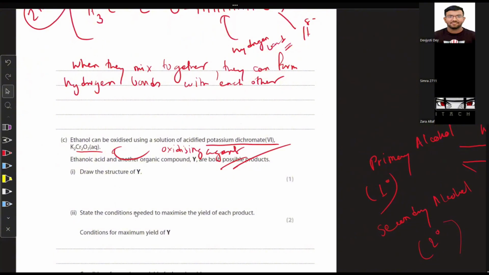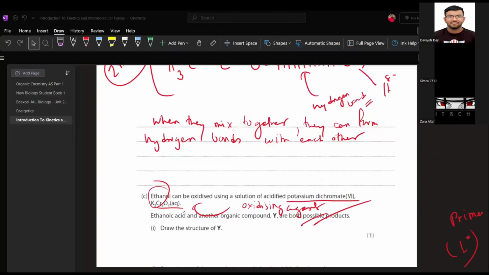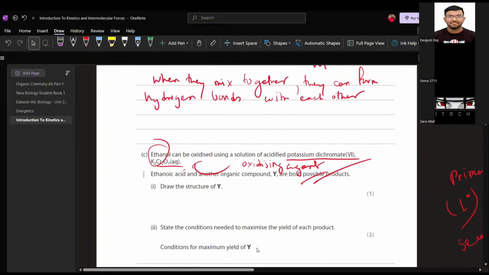So you can guess what is the other structure. It's an aldehyde, right? So since it's ethanol, then obviously what will be produced? A two-carbon aldehyde will be produced, and we know the aldehyde's functional group is CHO. So this is going to be our other structure. So you have ethanol oxidized, producing ethanoic acid and aldehyde.